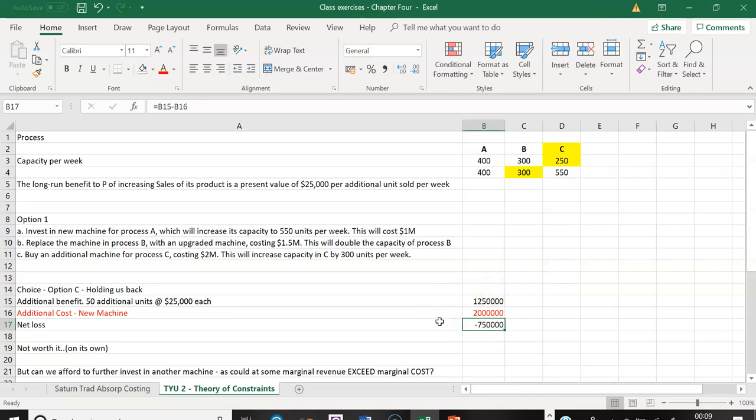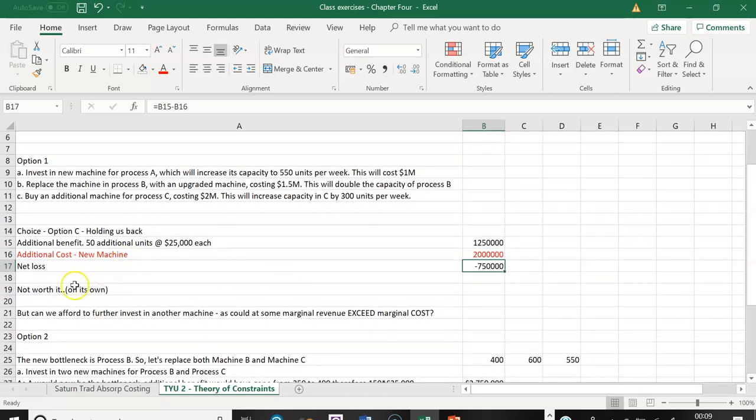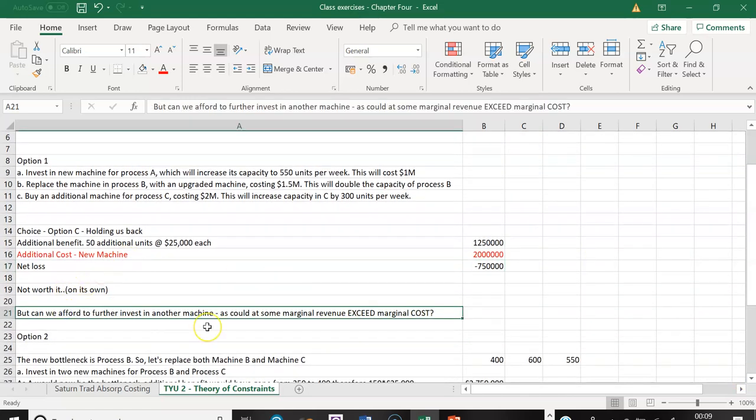But the question does ask that, if you did have the funding, could you possibly buy more than one machine to manage the situation? So let's see what that means. On its own, it's not worth it. I've written here, but can we afford to further invest in another machine? So just think of buying more than one machine.